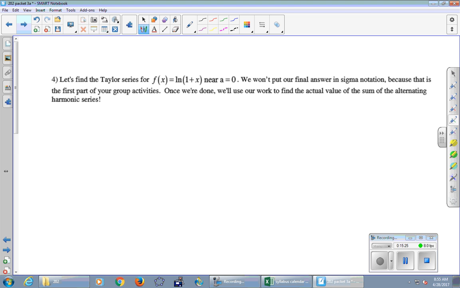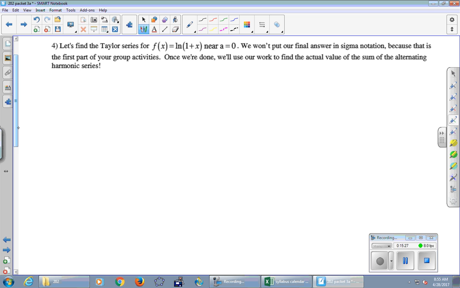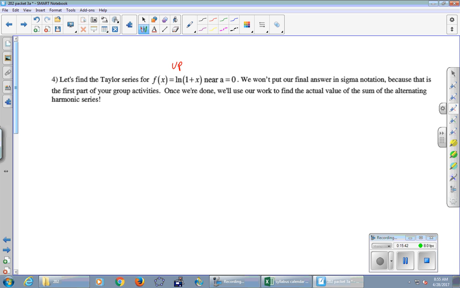All right, let's move on here to number 4. Let's find the Taylor series for f of x equals ln of 1 plus x near a equals 0. We're going to go up to degree 5.